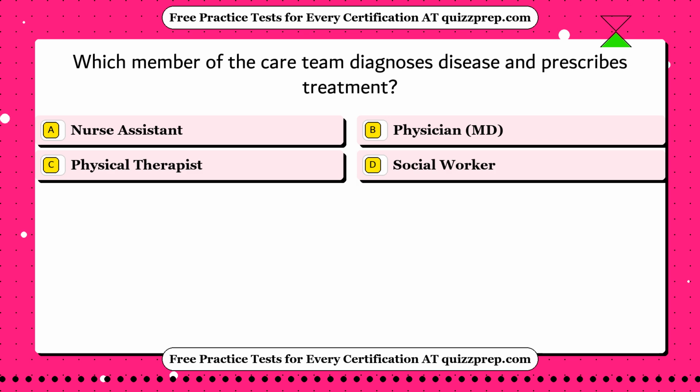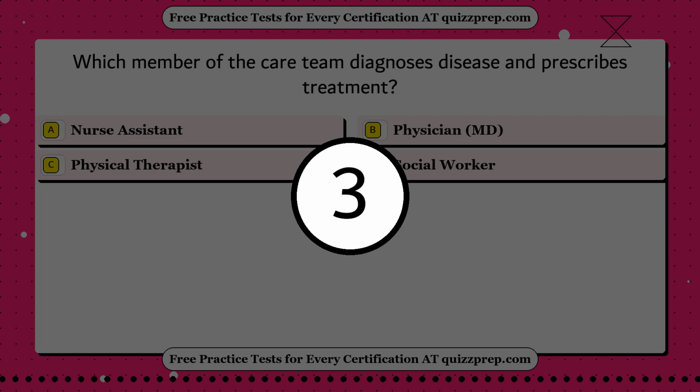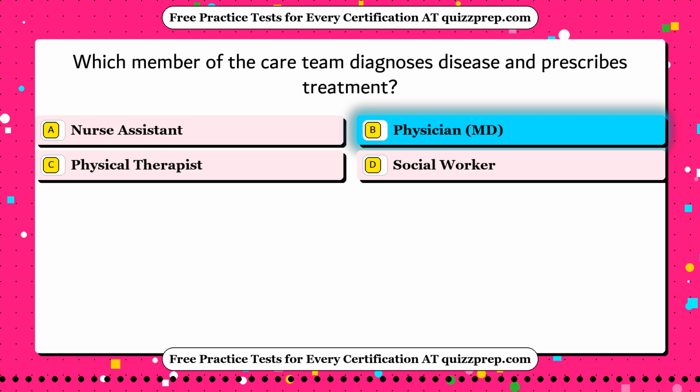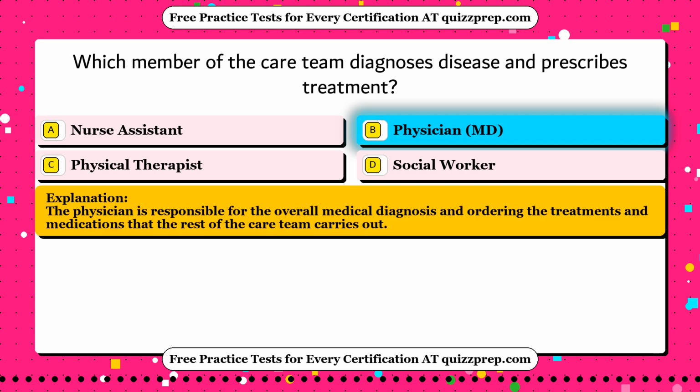Question 35. Which member of the care team diagnoses disease and prescribes treatment? Option A, nurse assistant. Option B, physician, MD. Option C, physical therapist. Option D, social worker. The correct answer is option B, physician, MD. The physician is responsible for the overall medical diagnosis and ordering the treatments and medications that the rest of the care team carries out.